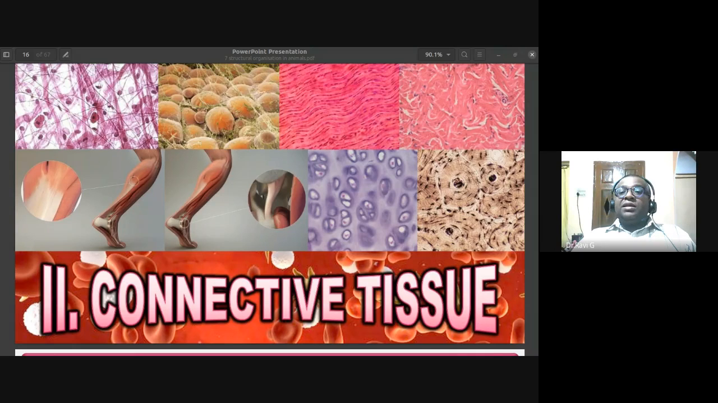Then in dense connective tissue, you find the fibrous tissue, which can be either collagen tissue or elastic tissue. We'll be discussing that. Then the skeletal tissues: we are going to discuss cartilage and bone. In the skeletal tissue, the different types of cartilage are hyaline cartilage, elastic cartilage, and fibrous cartilage. We are going to discuss that.